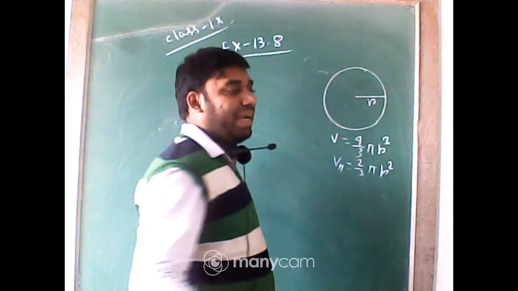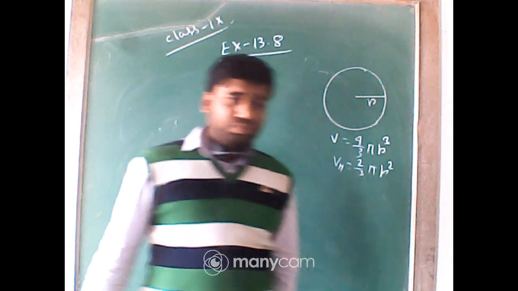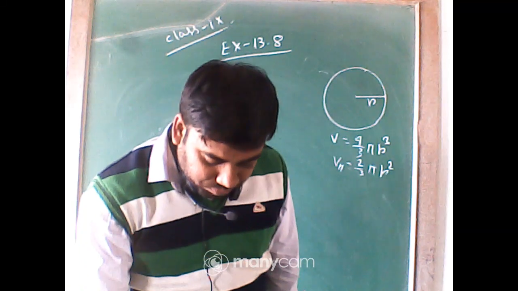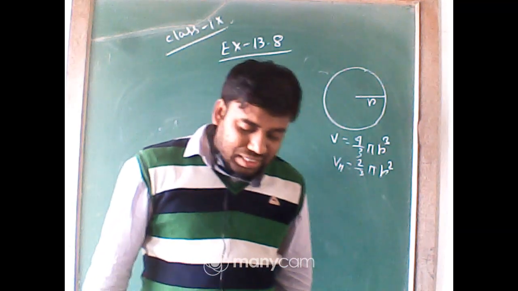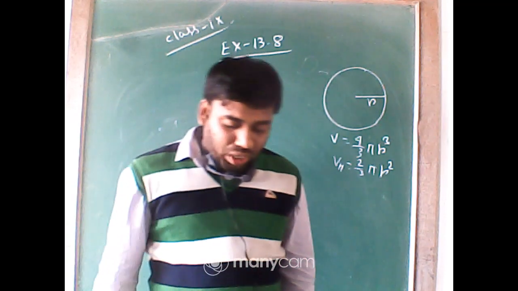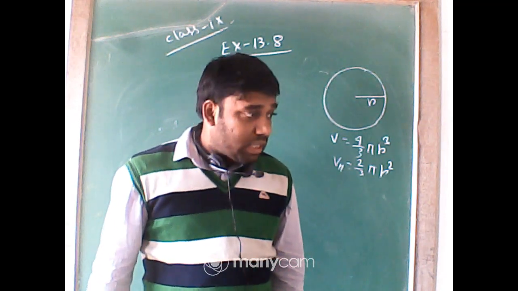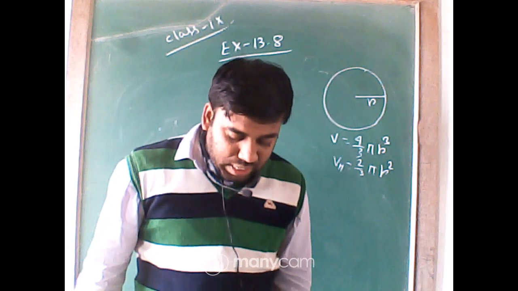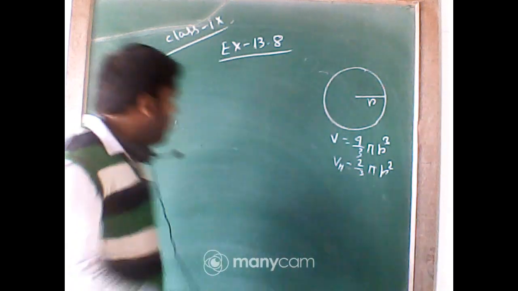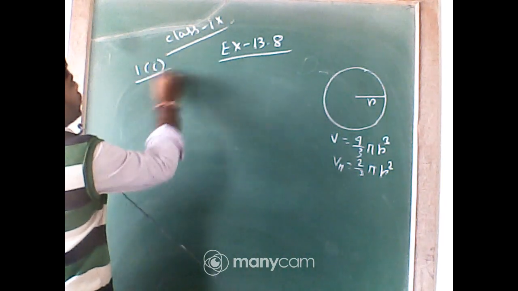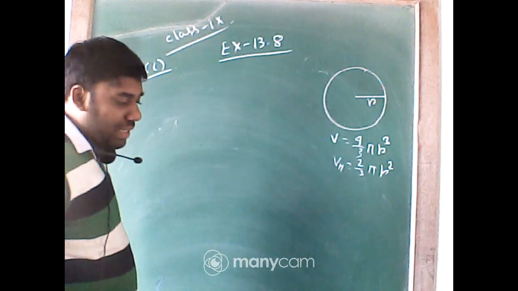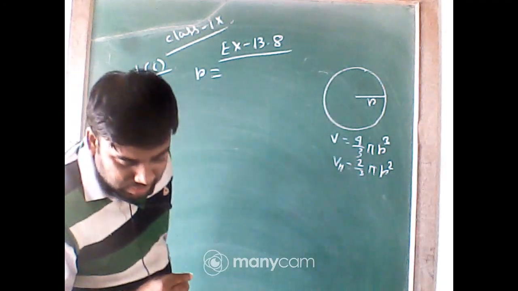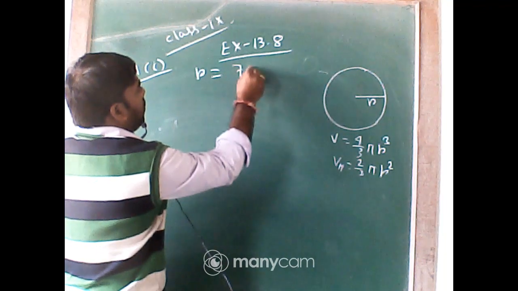Where r is the radius of the sphere. Okay, students. First, question number 1 of exercise 13.8. Find the volume of a sphere whose radius is 7 centimeter, and 0.63 meter, where pi equal to 22/7. So question number 1, part 1. It is given that the radius is 7 centimeter. So what is the volume?